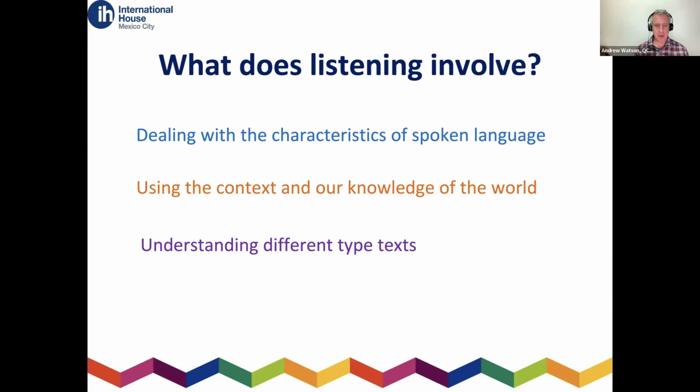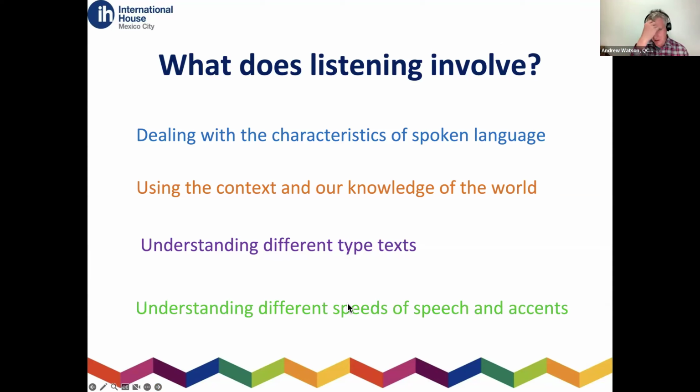So it also involves understanding different speeds of speech and accents, doesn't it? Which can be problematic for some of our students who are perhaps more used to the North American accents. But on IELTS, you might hear Australian, you might hear British, you might hear African English, yes, from South Africa or the former colonies of the British Empire, right?